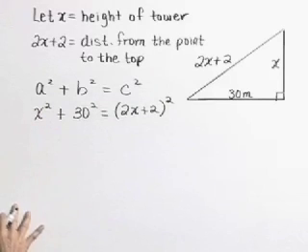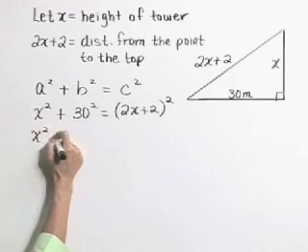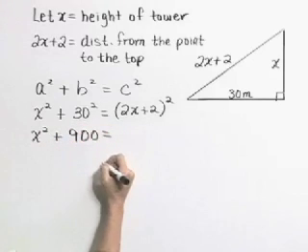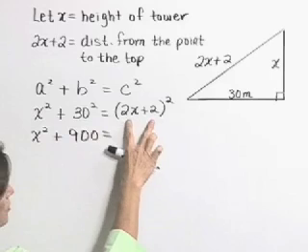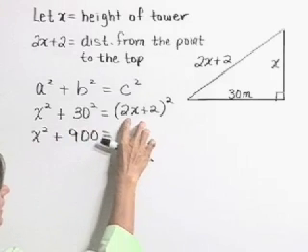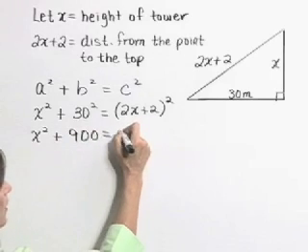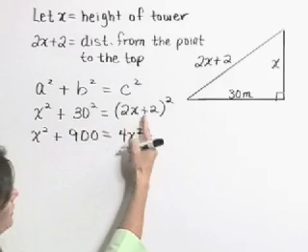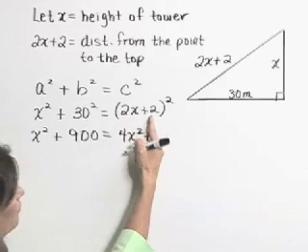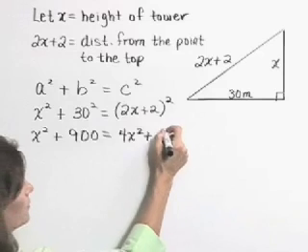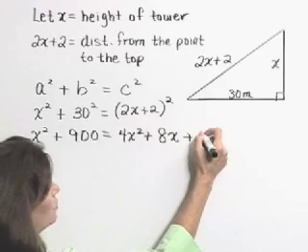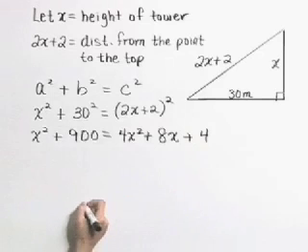Now let's solve it. x squared plus 30 squared, which is 900, is equal to, remember to FOIL here, that's going to give your first term squared, or 4x squared, plus the product of your inner and outer terms, which is 4x twice, or 8x, plus that last term 2 squared, or 4.